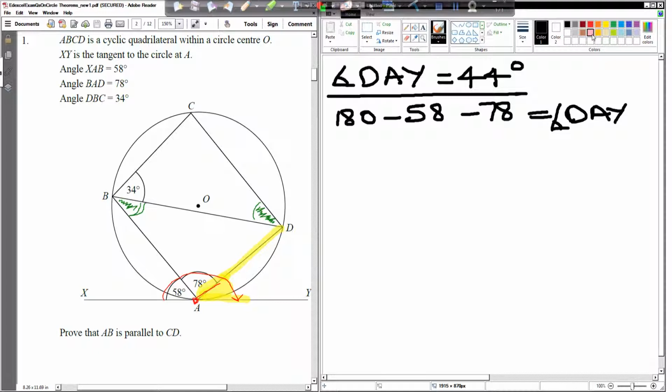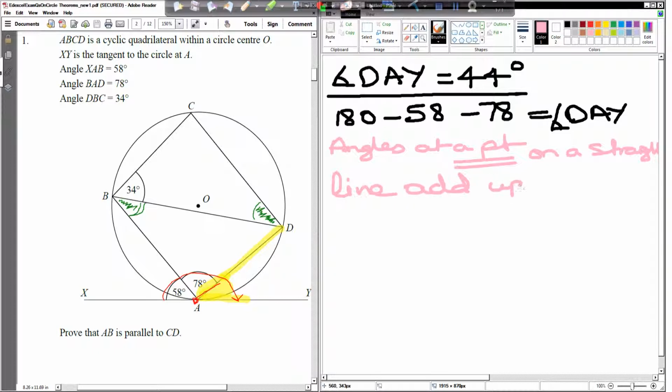So the reason for that is, what do we say for that? We say angles at a point on a straight line add up to 180 degrees. So that's the explanation behind this. This is what we said here was 44. So we can now label that as 44.